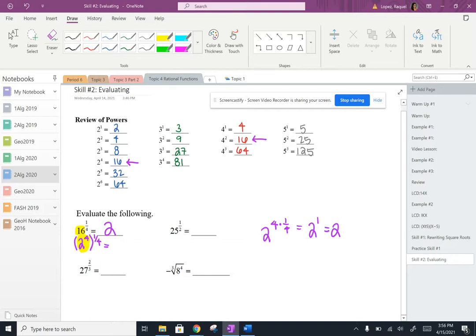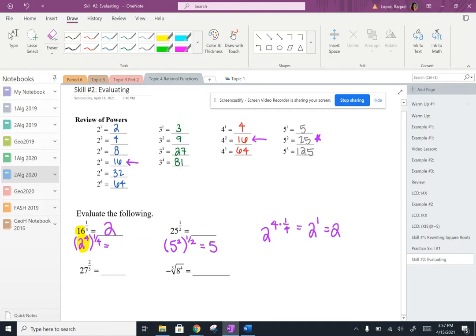Let's take a look at 25 to the 1/2. Okay, 25 appears in the list with our column of fives. So I'm going to rewrite 25 as 5 squared. So instead of writing 25 to the 1/2, I'm going to write 5 squared, because that's the same thing as 25, to the power of 1/2. All right, now I've got a power to a power, so I can multiply and simplify.